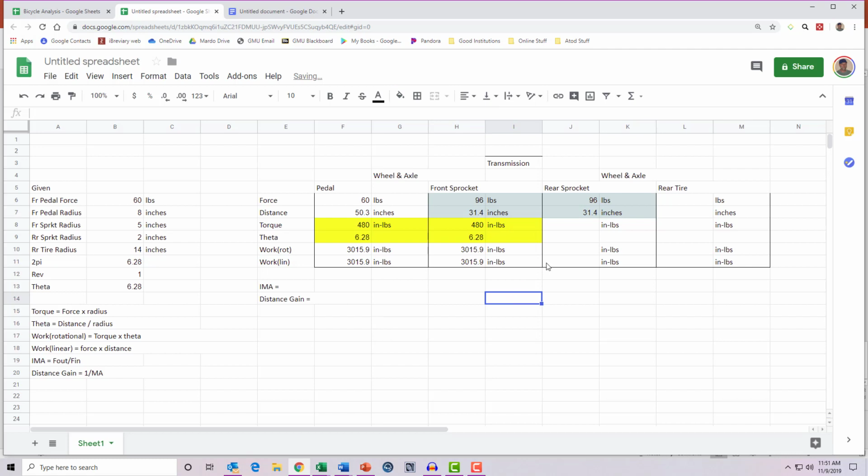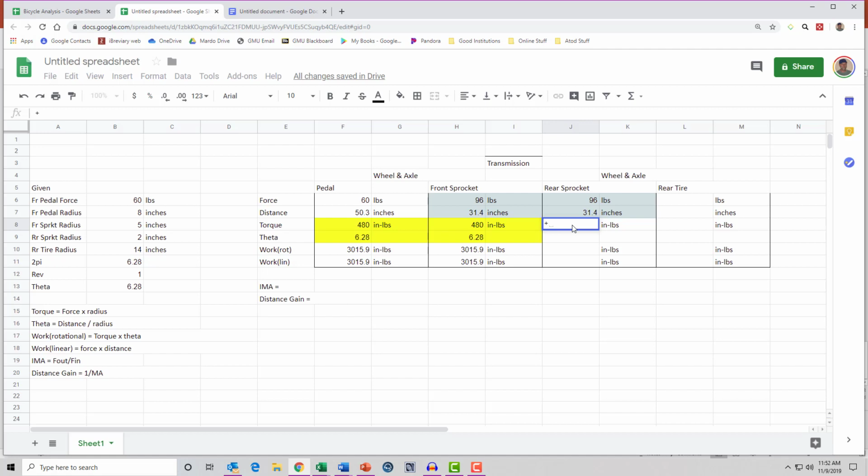All right. Finally, I'm now going to calculate the new rear sprocket torque and theta, because remember we said force and distance is the same between the two sprockets, but because their radii are different, their torques and theta will change. But it's the same thing. Torque equals force times radius.